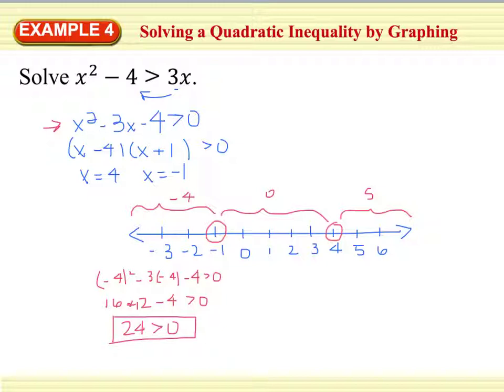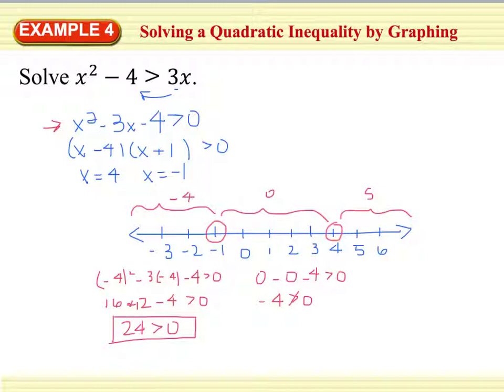Then I'm going to check my test point of 0. If I plug 0 in for x, I get 0, minus 3 times 0, which is also 0, minus 4, and this should be greater than 0. So I end up with negative 4 is greater than 0. That's not true. So that is not a solution interval.